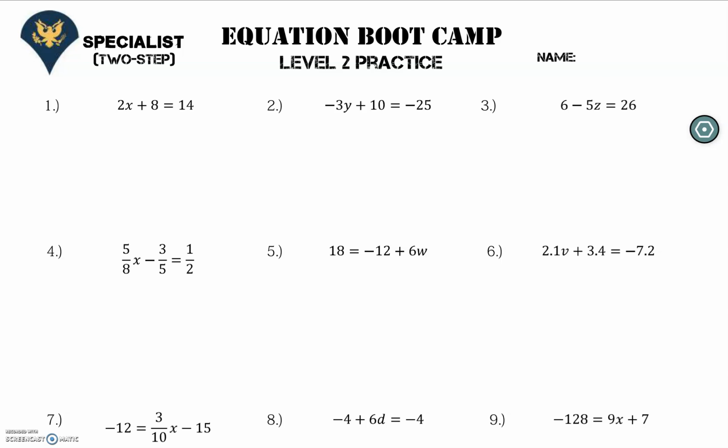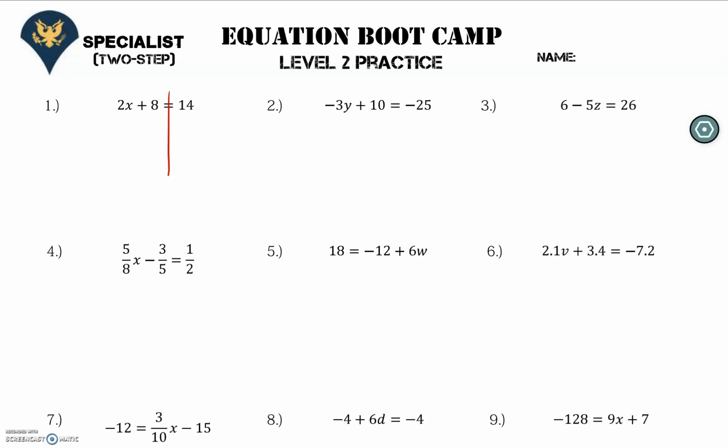Alright, so number 1 here. Remember, with two-step equations, we always want to get the group by itself first. So anything that's outside of the group, we need to move over first. The group in this particular case is 2x. So we want to move that 8 over. And when I mean move over, I mean move across the equal sign.